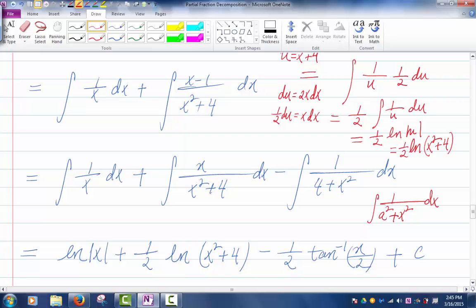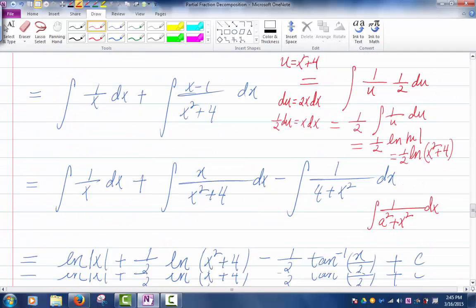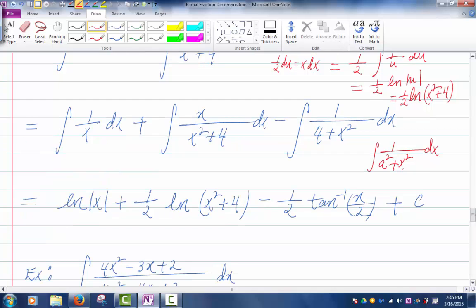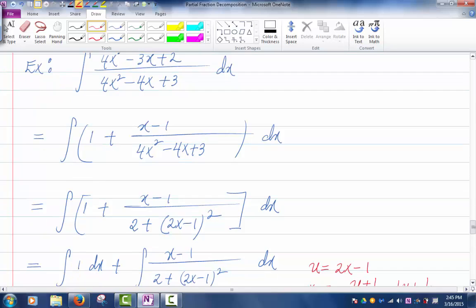Finding the integrals making sense? Okay, again, the details that I left out here is finding A, B, and C. 5 minutes, so I could probably try to do one more. You guys have written that down? Okay, last one.